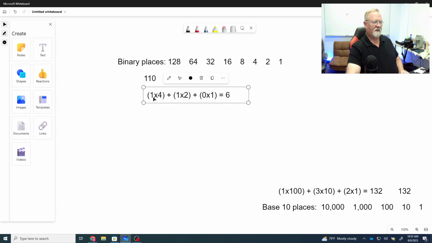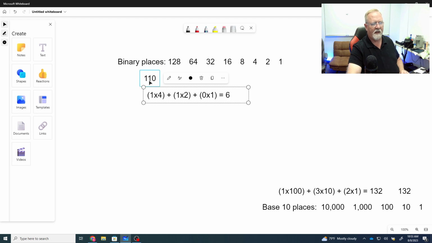All right, so we're going to multiply. 1 times 4 is 4. 1 times 2 is 2. 0 times 1 is 0. We're going to add them together. 4 plus 2 is 6, plus 0 is still 6. And that tells us that the number 110 in binary corresponds with the number 6 in the decimal or base 10 system.